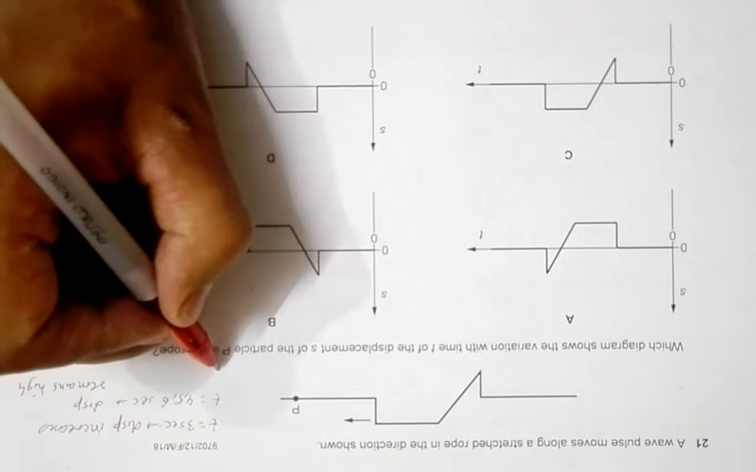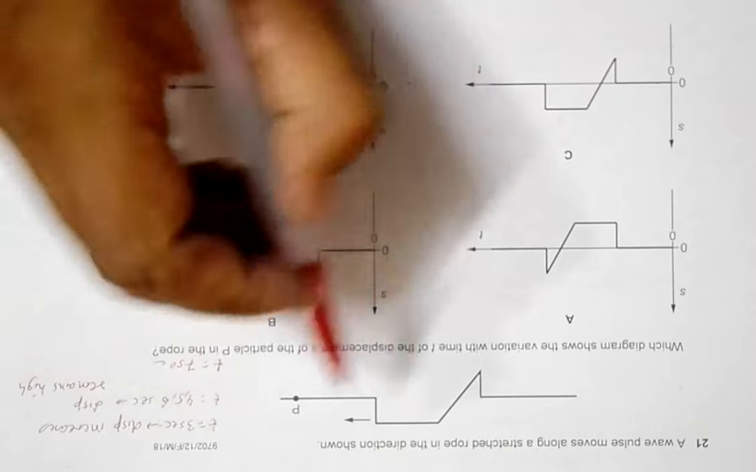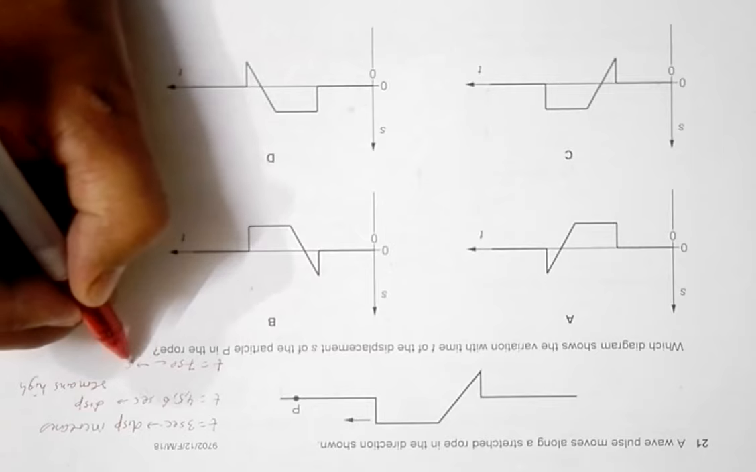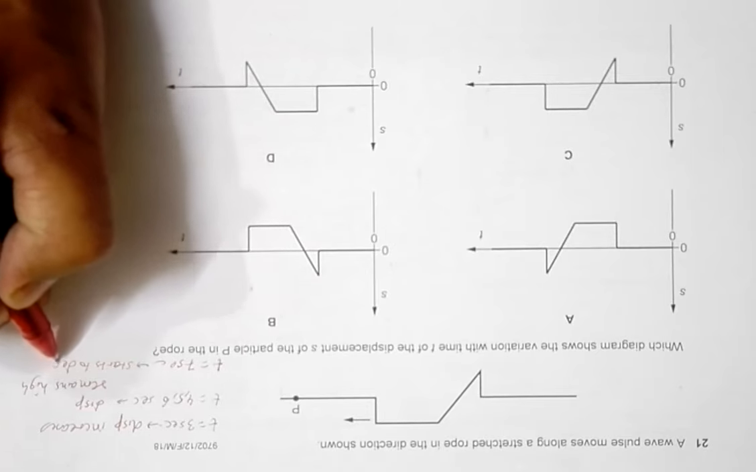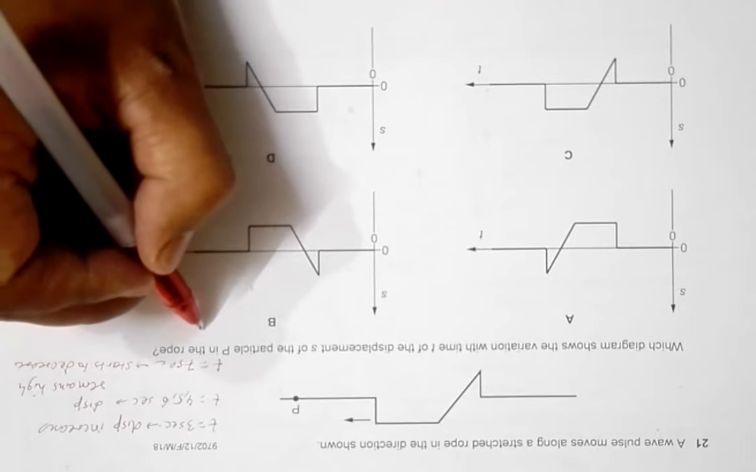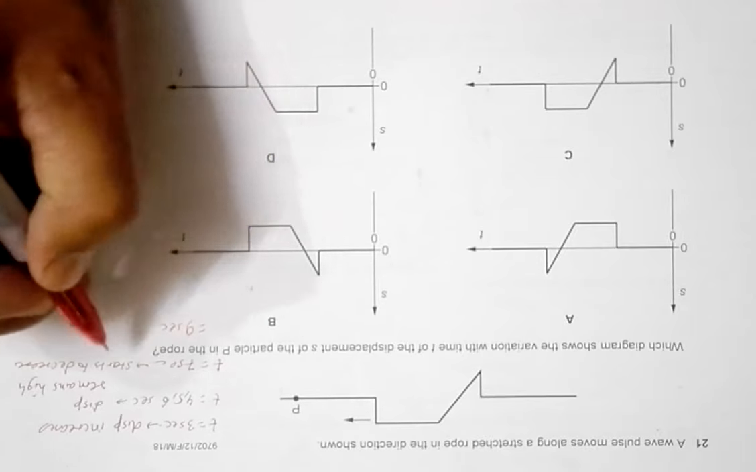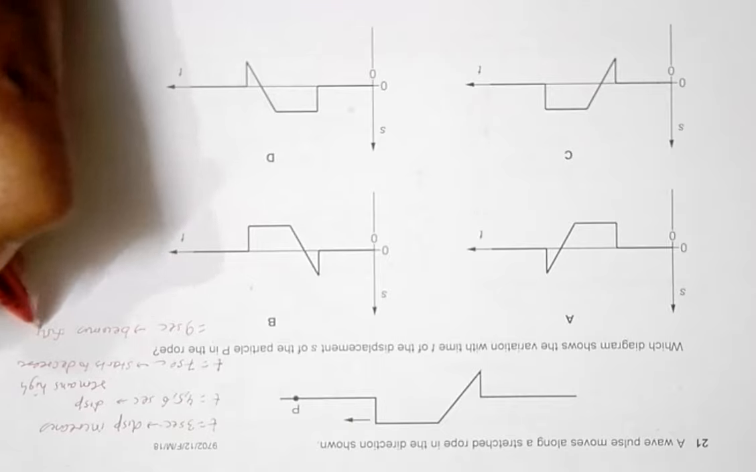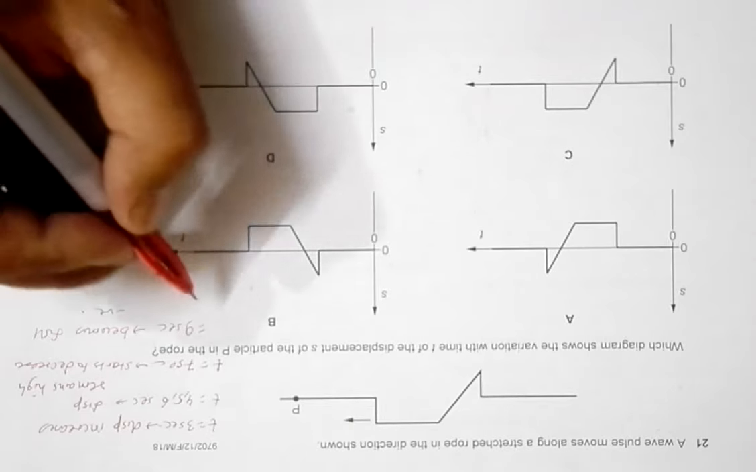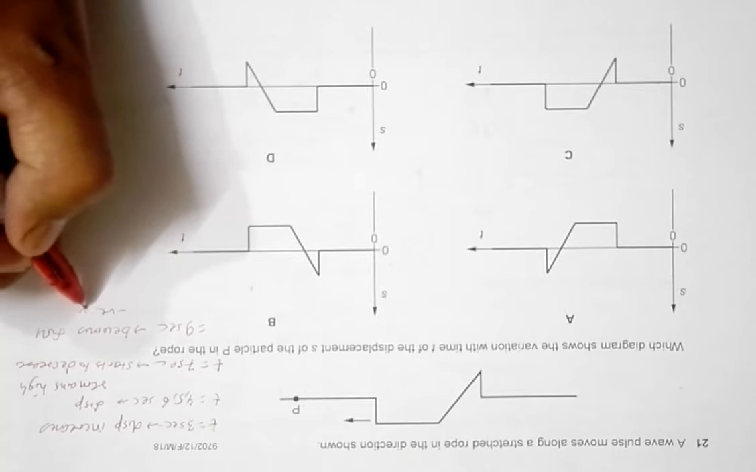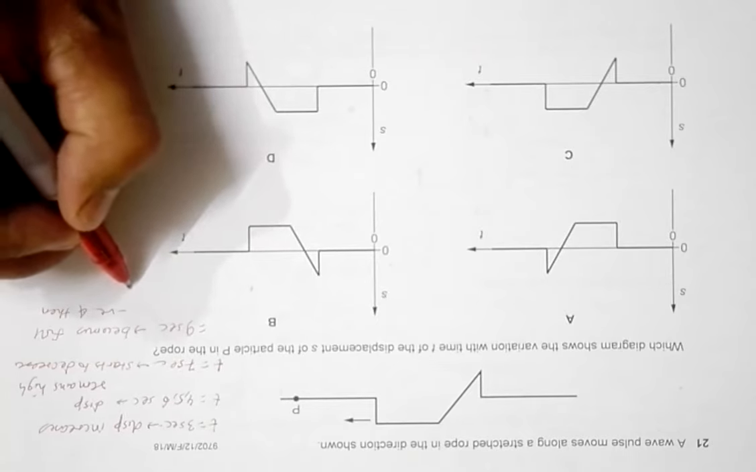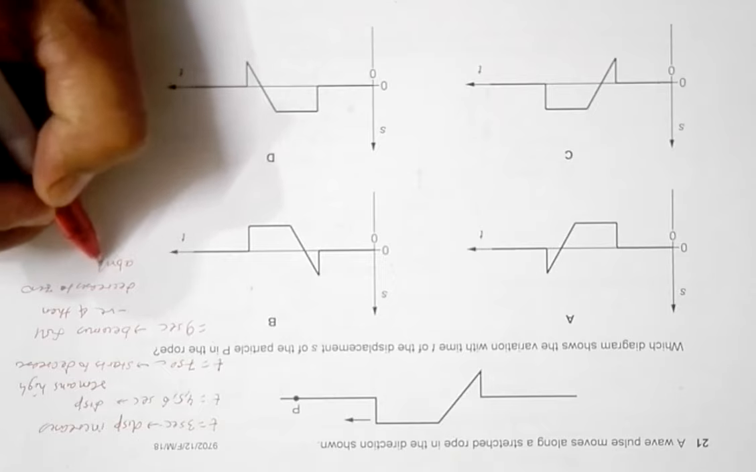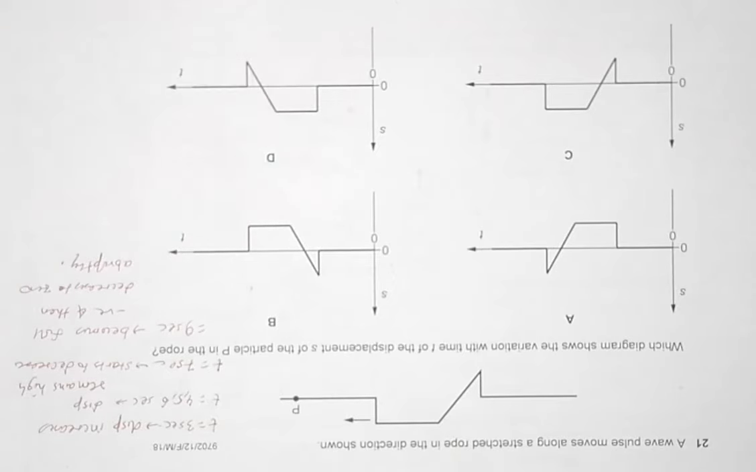Then let me say at around t equal to 7 seconds, it starts to decrease, and let me say at about 9 seconds, it becomes full negative, and then decreases to zero abruptly. So this is the analysis of the wave.